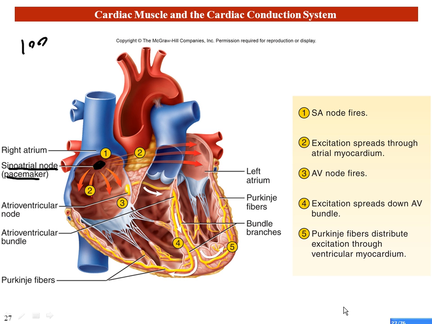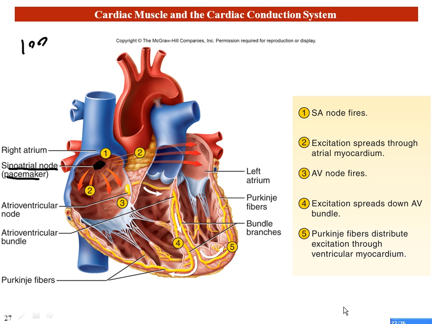So what part of the nervous system do you think influences the heart at rest? Well, that's going to be your parasympathetic nervous system. You have what's called parasympathetic tone. Parasympathetic nerves that come from the vagus basically slow the SA node down. But if you leave the SA node alone, it generates 100 action potentials per minute. That's the inherent rate of the SA node.